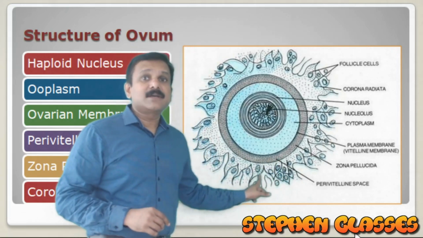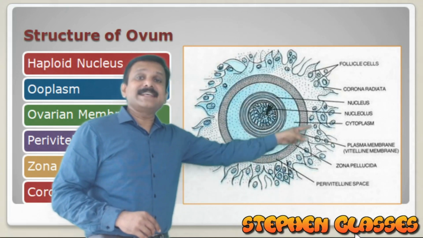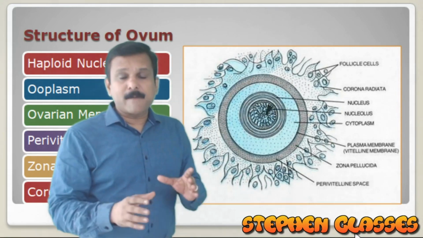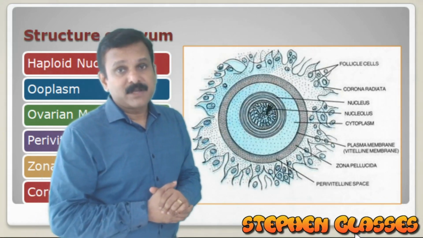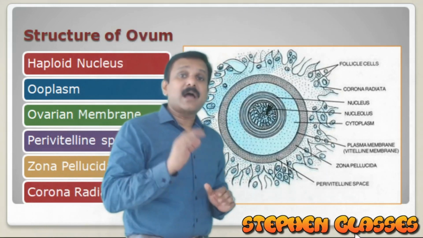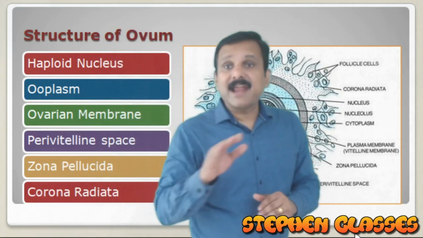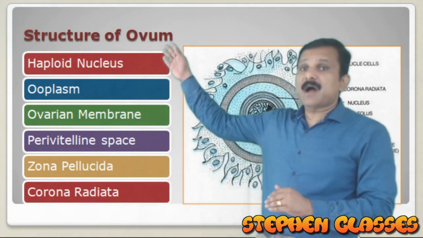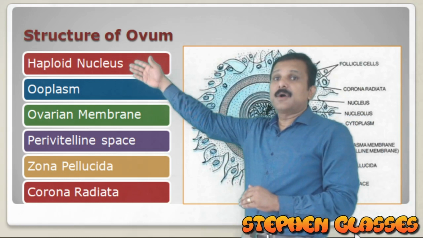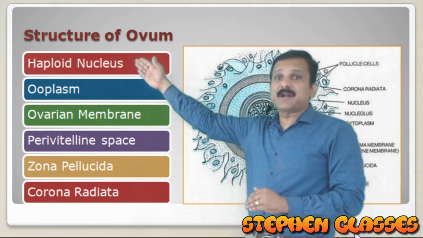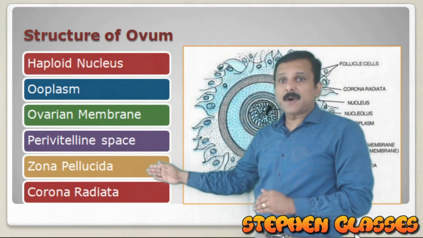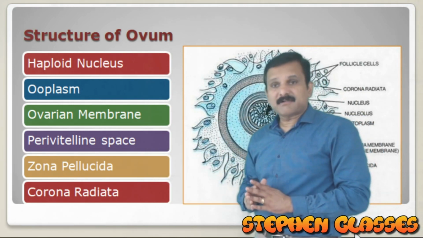And outer to that, you can see some radiating follicular cells that form a layer called corona radiata. The cells are radiating like a sun, which is why we call it corona radiata. So these are the parts of the ovum: a haploid nucleus, ooplasm, ovarian membrane, perivitelline space, zona pellucida, and corona radiata.